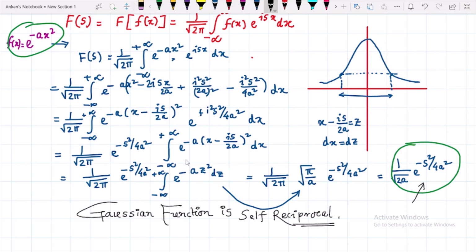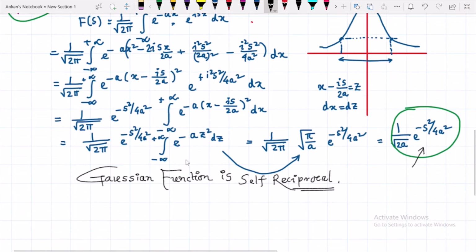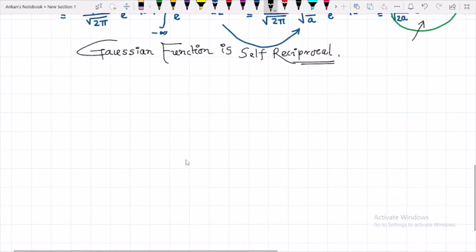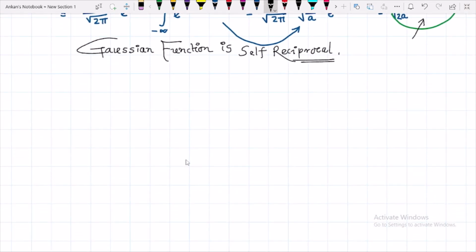Okay. Now, the main purpose of our discussion. Before discussing this, let us discuss Parseval's identity regarding the Fourier transform. Next thing is Parseval's identity.